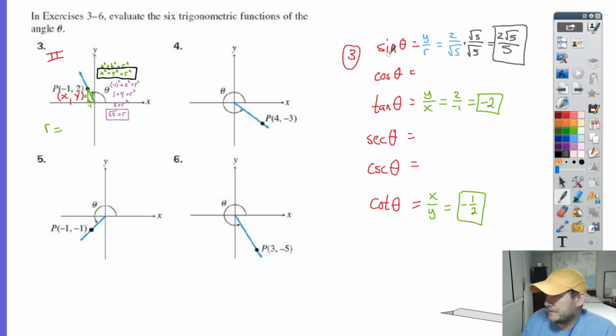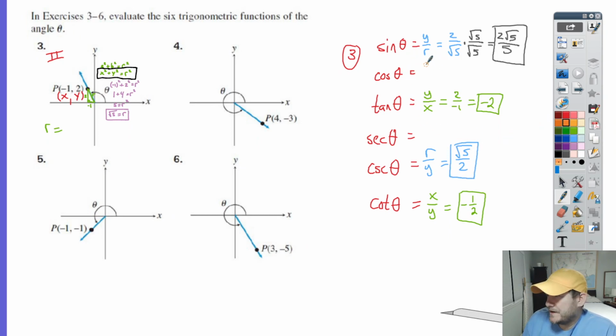Hey, guess what? The reciprocal of sine is cosecant. So this answer that we already found, we can recycle it. Cosecant's going to be r over y. So if you use the answer that you had before you flipped everything, then flip this. The 2 over root 5 becomes root 5 over 2. And then you don't have to clean anything up. You've just got your answer.